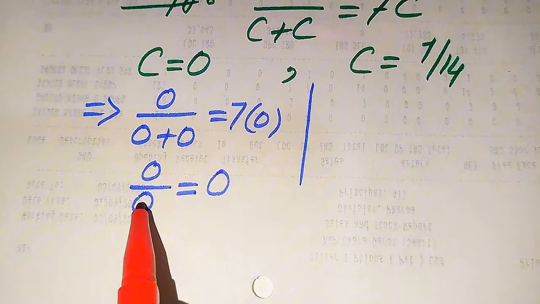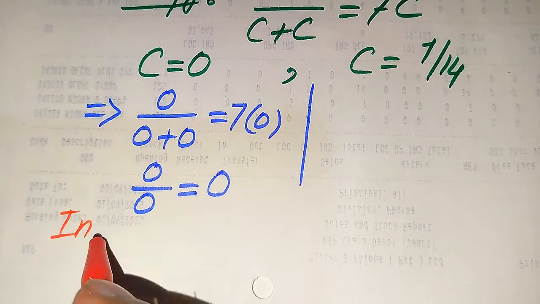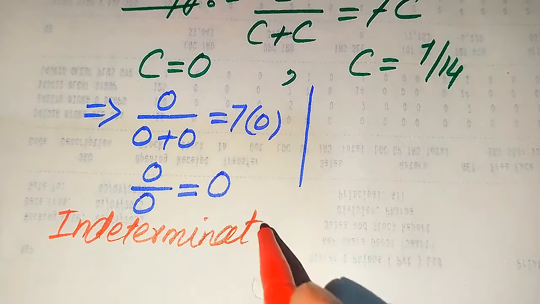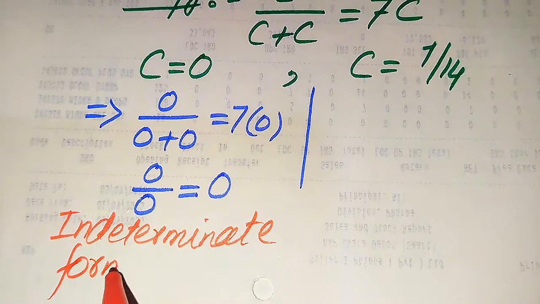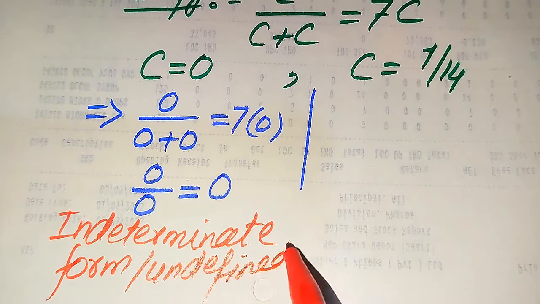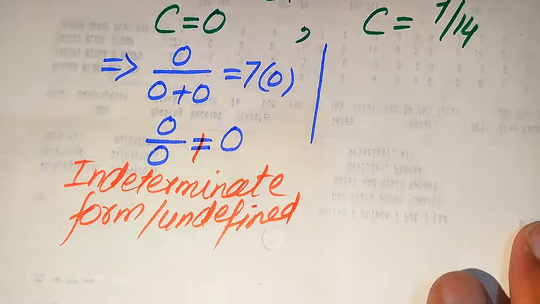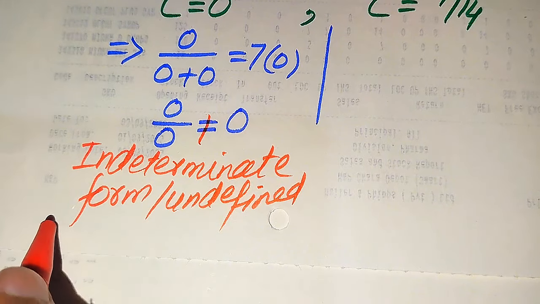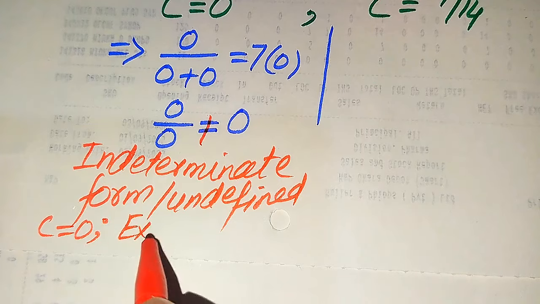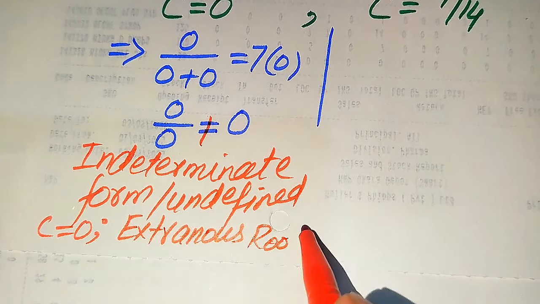On the left hand side we have the 0 by 0 form, and we usually call that the indeterminate form. If this is the indeterminate form, or in other words undefined, then both of the sides are not equal. So we conclude that c = 0 is the extraneous root of the given equation.